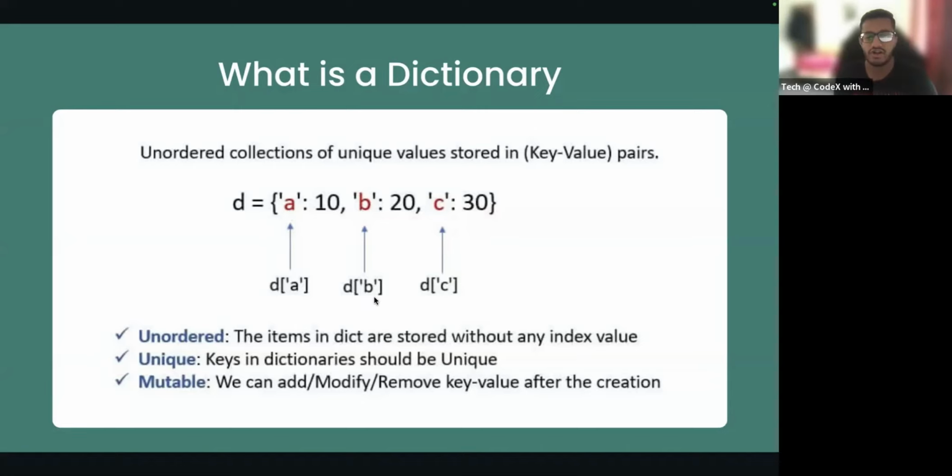So the key things to note are that the items in the dictionary are stored without any index value. It doesn't count 0, 1, 2. Keys in the dictionary should be unique, so you can't have A with value 10 and A with value 20. It has to be unique keys. And it's mutable, so you can add and remove. It works similar to a list where you can actually change it. It's not like a tuple where you can't. So you can amend things in here.